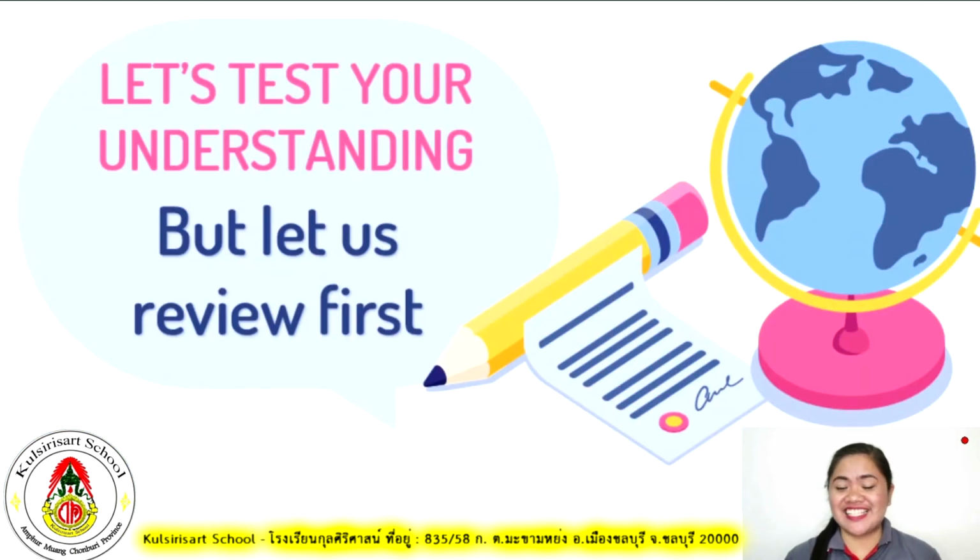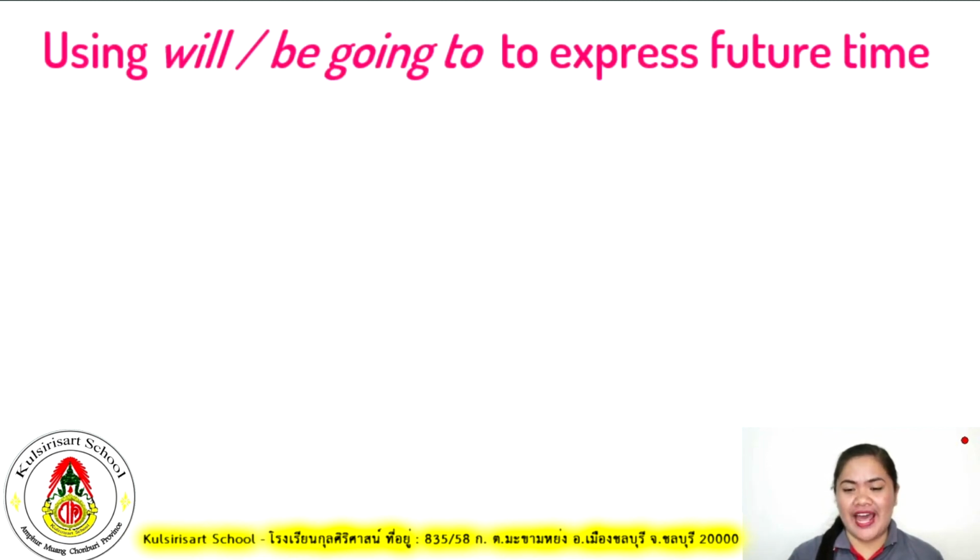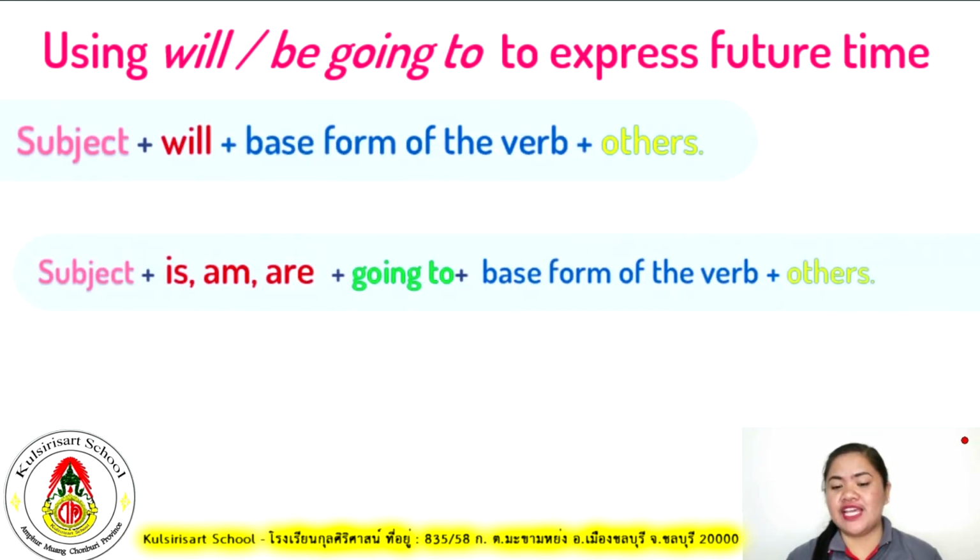So, let's test your understanding. But, let us review first. When we are going to use will or be going to, we have these patterns. For will: subject plus will plus the base form of the verb, plus others, which means the continuation of your sentence. In the usage of be going to, we start with the subject plus the be verb plus going to plus the base form of the verb and the continuation.